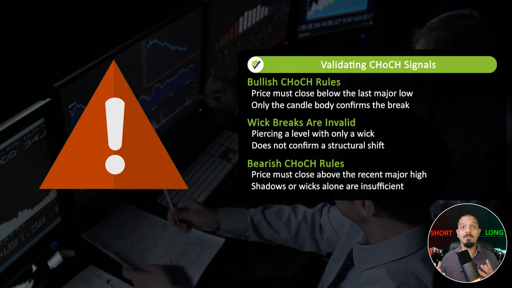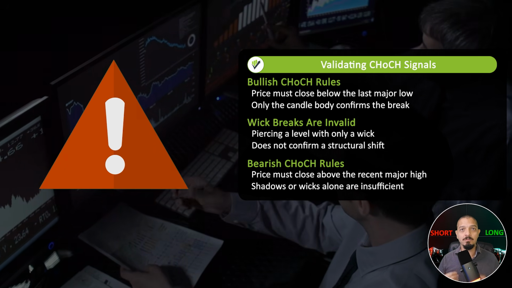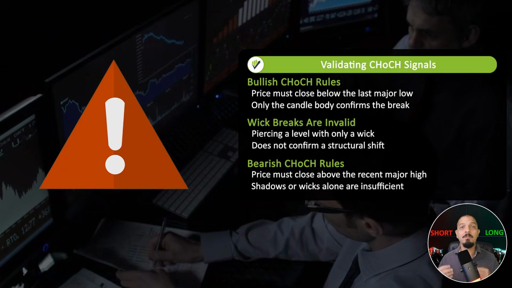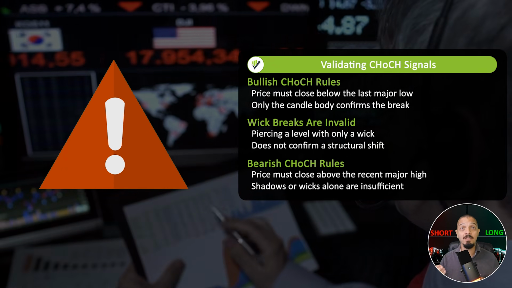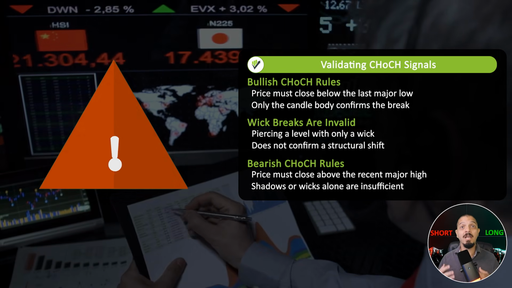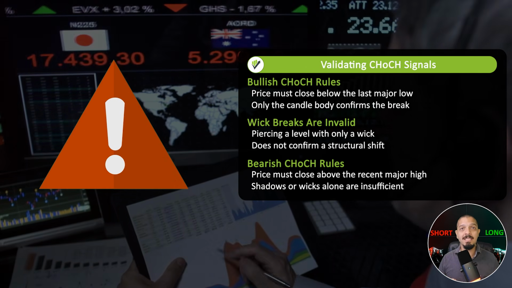This principle is mirrored in bearish scenarios. For a change of character to be considered valid and highly probable, the price must break and close above the recent major high with the candle's body. Any penetration merely by a shadow or wick is regarded as insufficient.